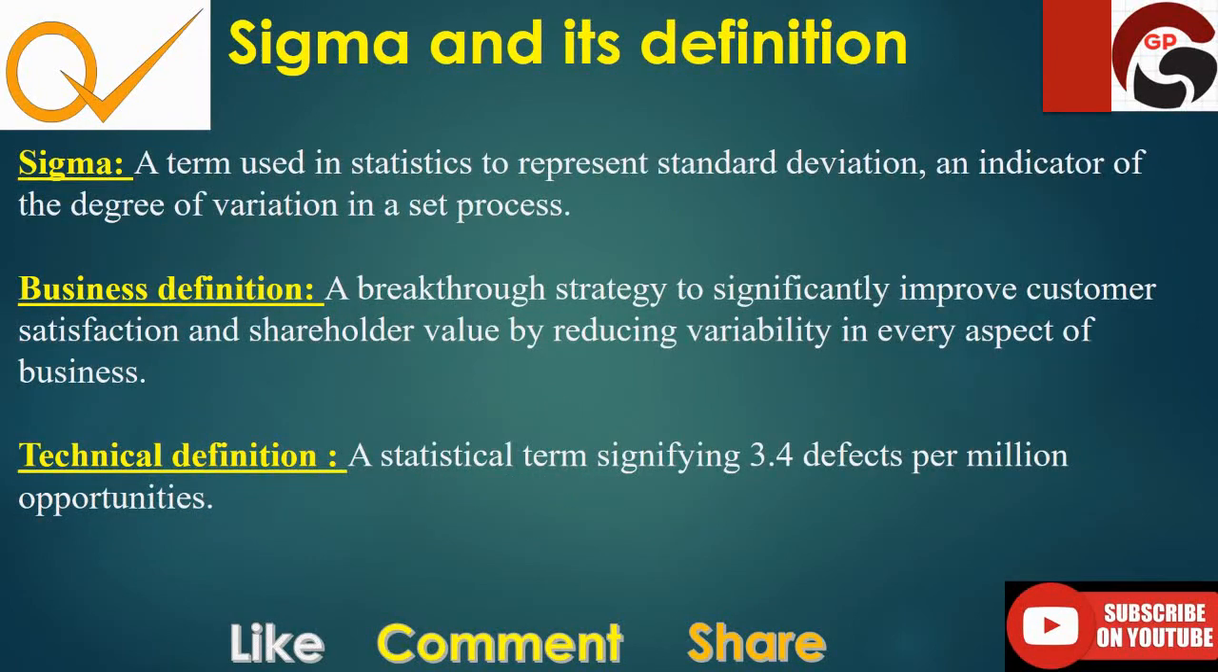Sigma and its definition. What is sigma? A term used in statistics to represent standard deviation, an indicator of the degree of variation in any set process. Business definition: a breakthrough strategy to significantly improve customer satisfaction and shareholder value by reducing variability in every aspect of business. Technical definition: a statistical term signifying 3.4 defects per million opportunities.